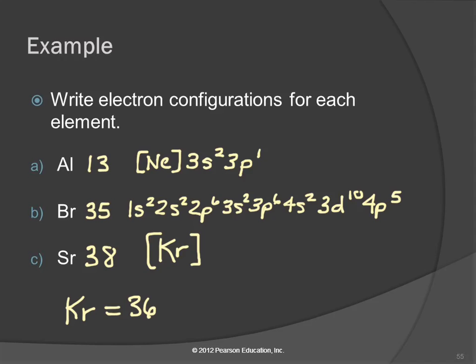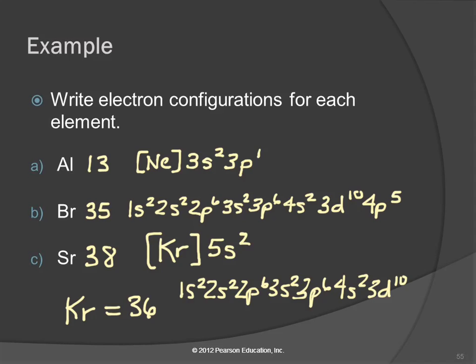What's after 4p? 5s. And so 5s, 2. And if you're counting up how many electrons, you'd say krypton has 36 plus 2 is 38. If you wrote that all out, it just gets tedious. That's the whole written out thing for strontium. Any questions?